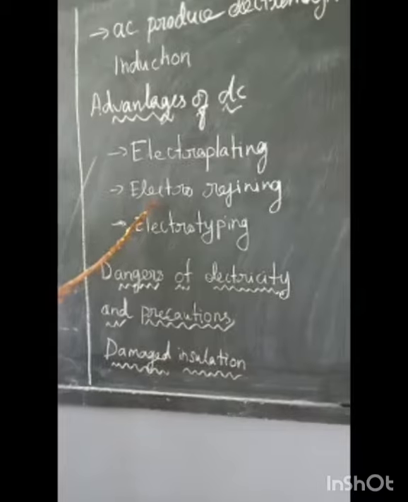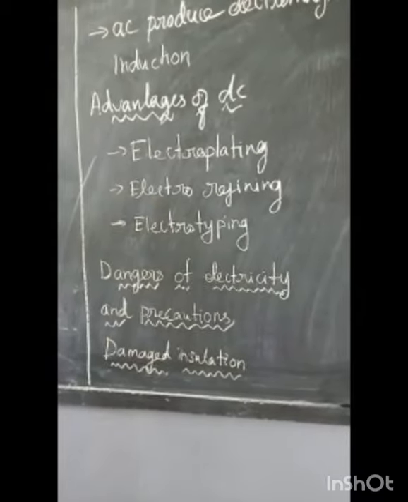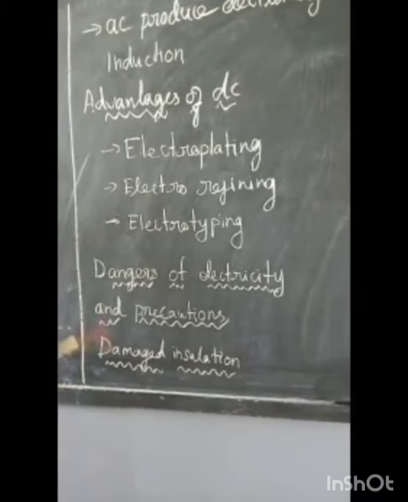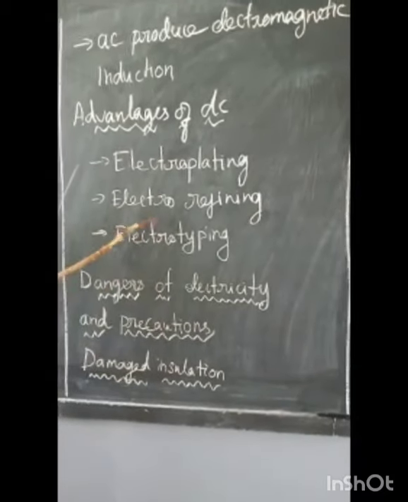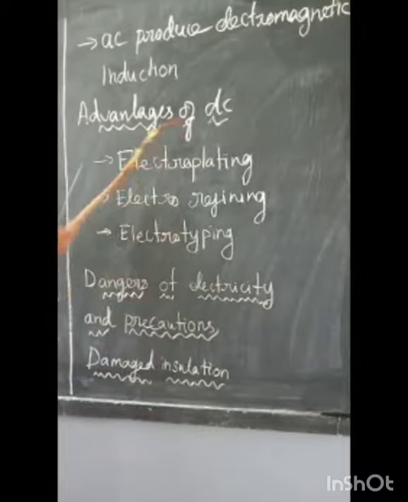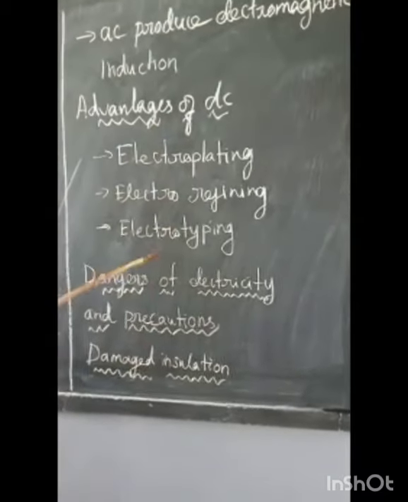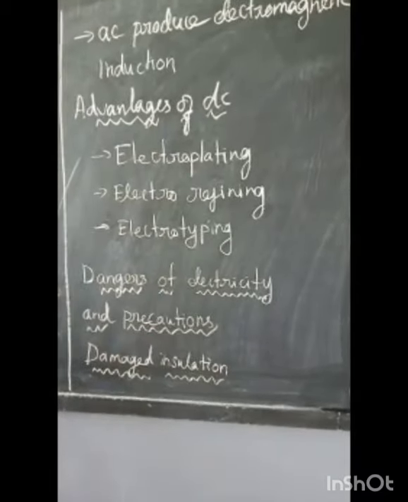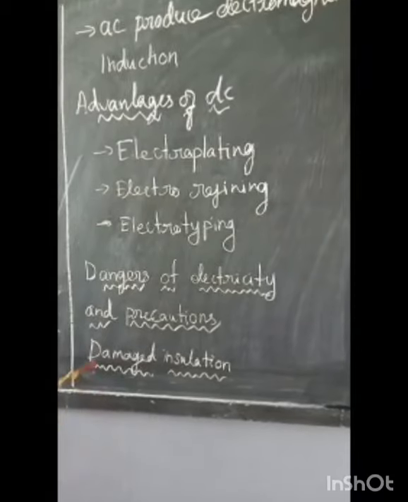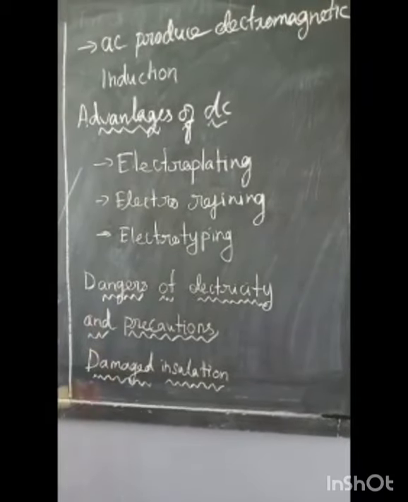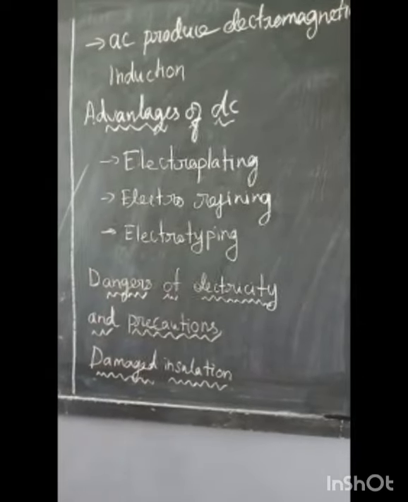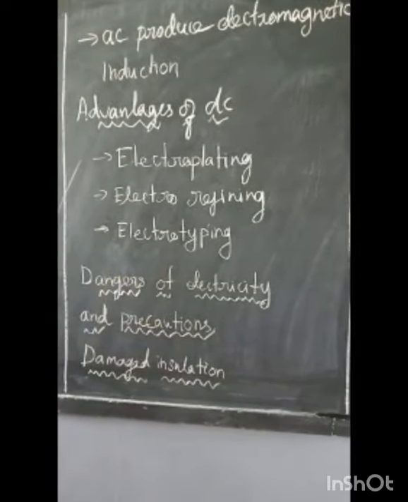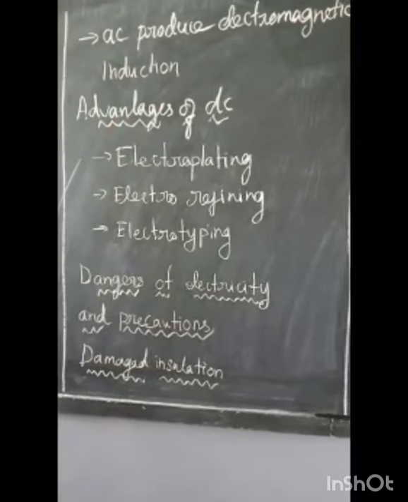Then electro-refining. From ore, we can separate a particular metal by using electro-refining. This electro-refining can be done only by direct current. Then electrotyping. Electrotyping is nothing but production of metal parts as they are. This electrotyping is also done by using direct current.